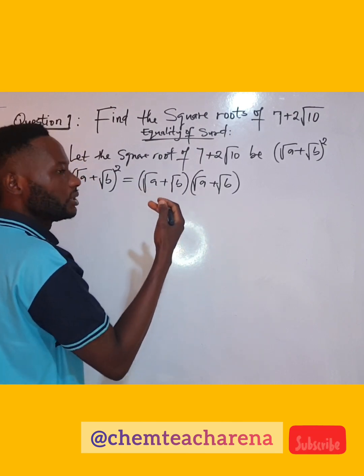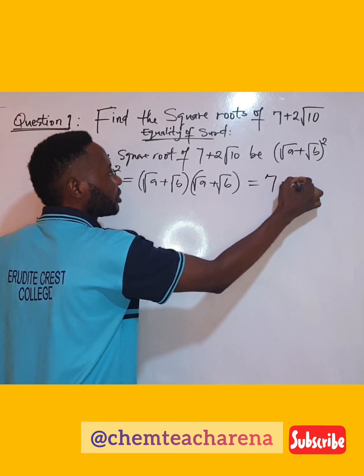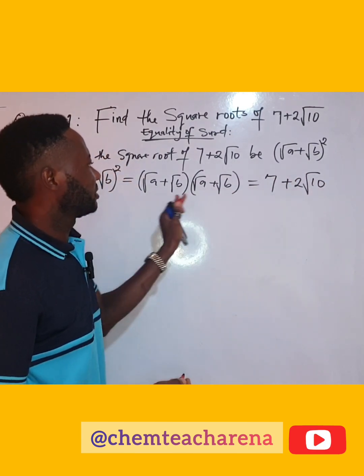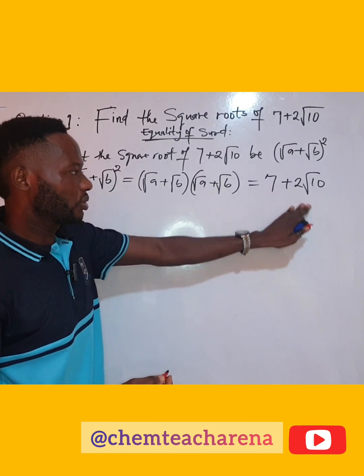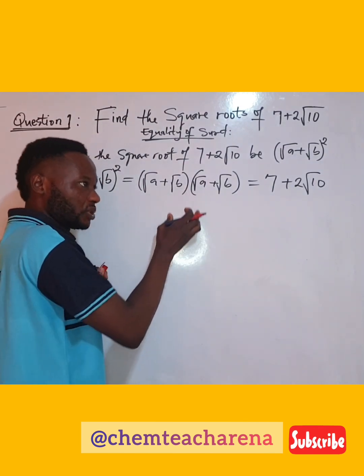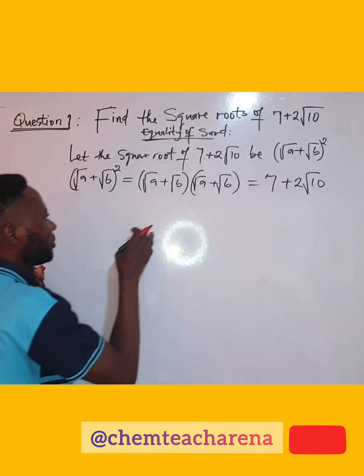But you may choose to equate this to 7 plus 2 root 10. While you are simplifying this, you will be equating it to this. But I don't like that method. I prefer simplifying this first before equating it to this. Now, this is what I mean.